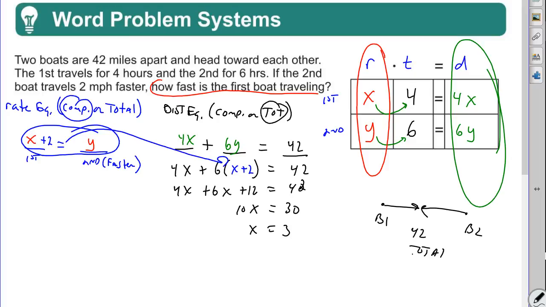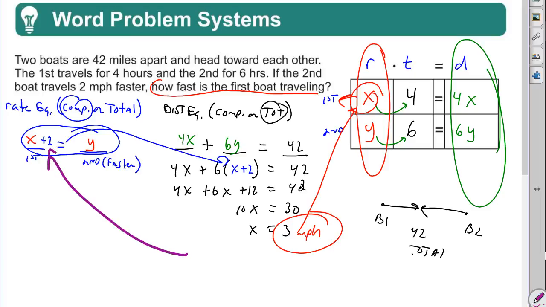Now, how fast is the first boat traveling is the question. What did I just find? My chart tells me it's the rate of the first boat. So guess what? 3 miles per hour, I've answered the question. If it wanted the second boat, I'd have to go over here, do 3 plus 2, and say, oh, the second boat is going 5 miles an hour. But your chart allows you to figure that out and keep everything organized.